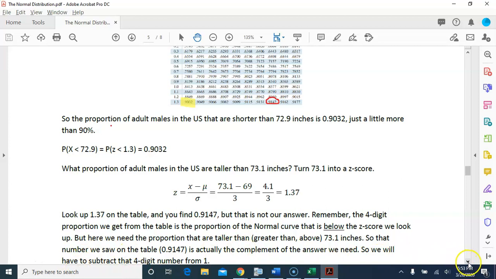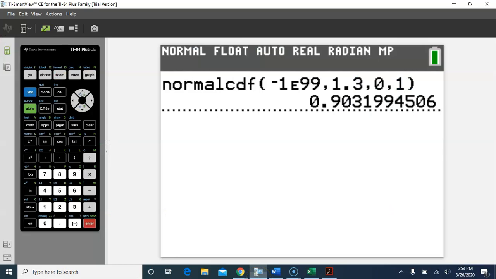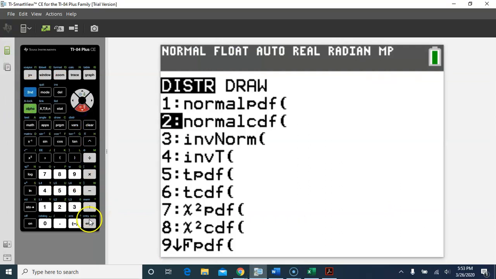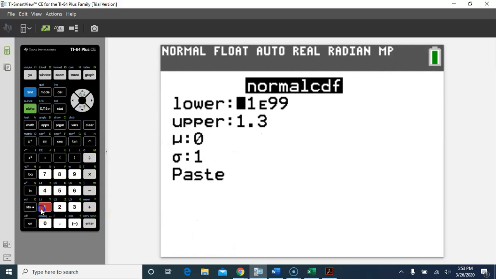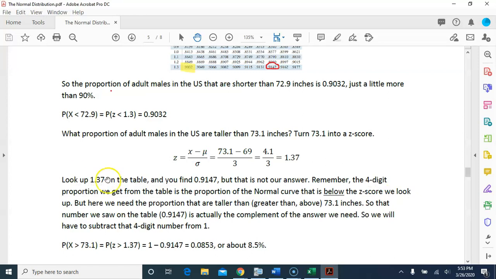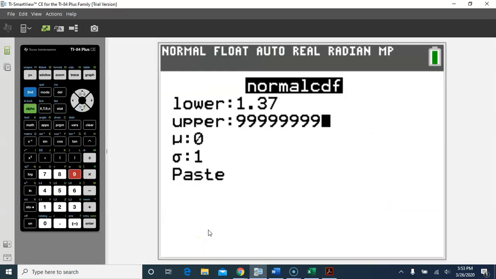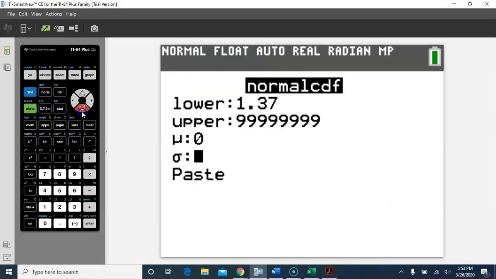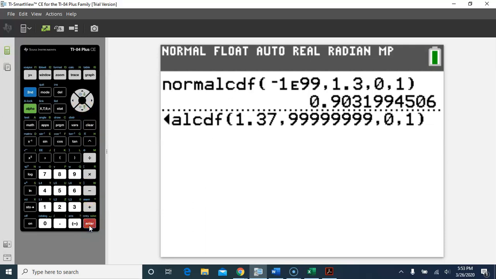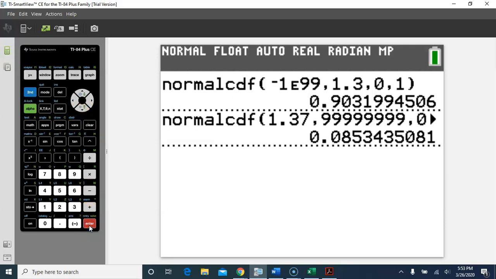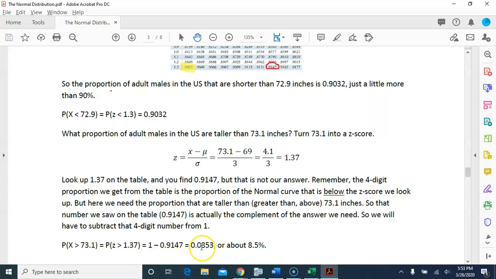To do this greater than problem on the calculator, we again do second vars, NormalCDF. But now my starting point will be 1.37, and my ending point will be infinity. So greater than 1.37 is going to be from 1.37 to infinity. And for infinity, you just put in any kind of big number. And there's 0.853, which is exactly what we got by doing the 1 minus operation from the table.